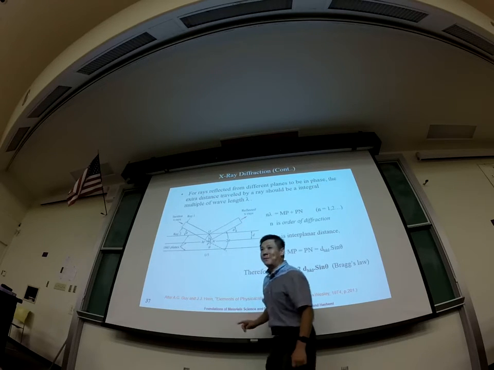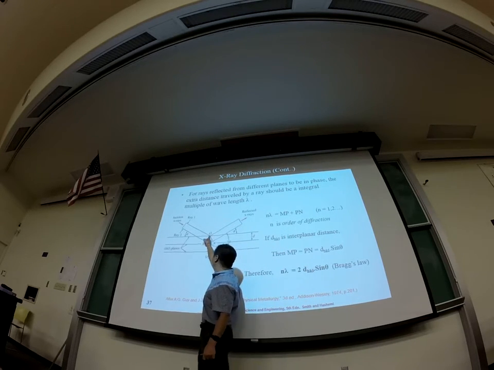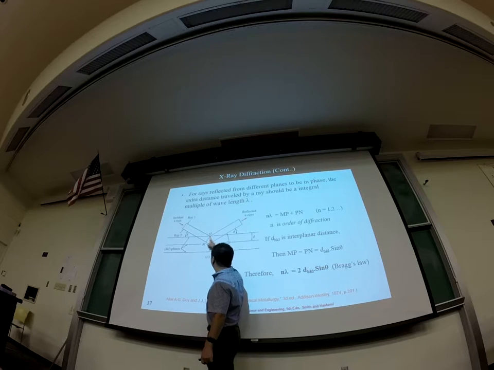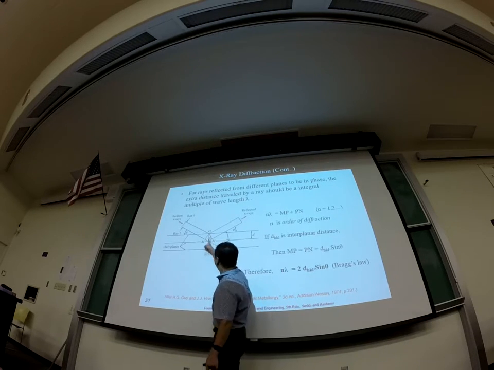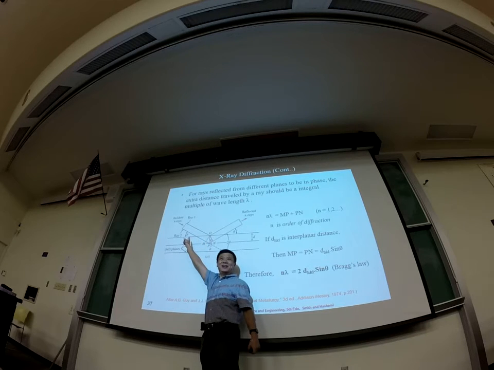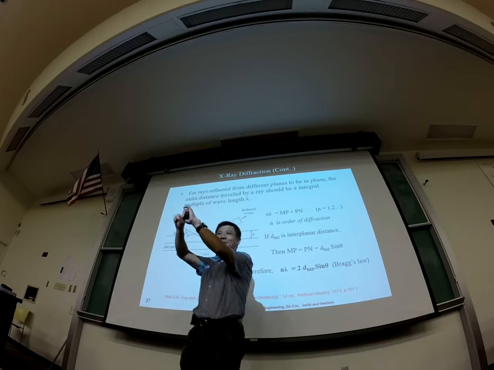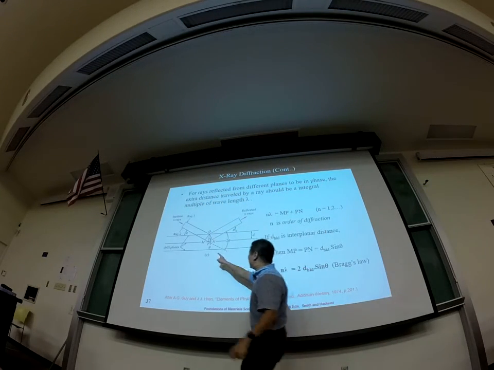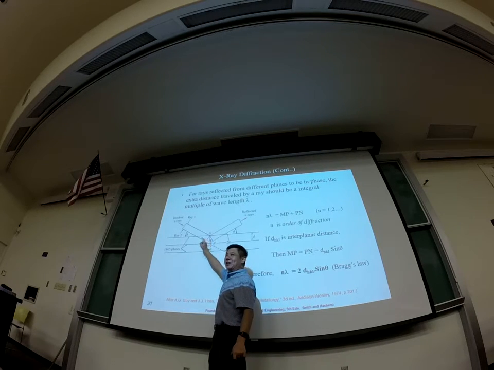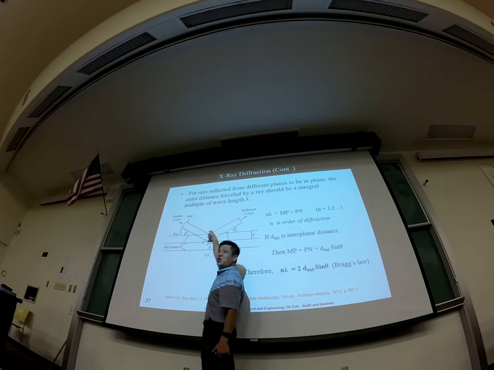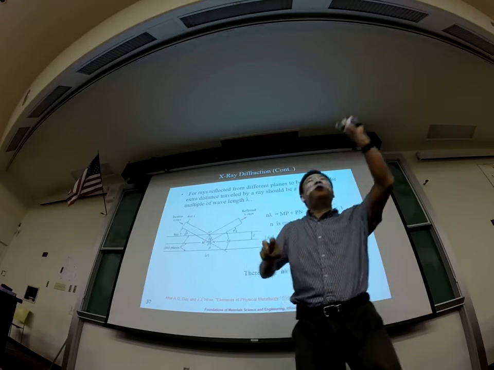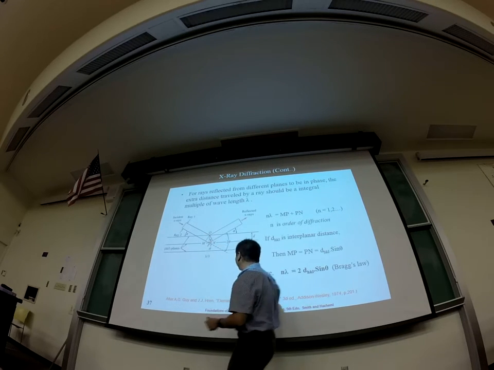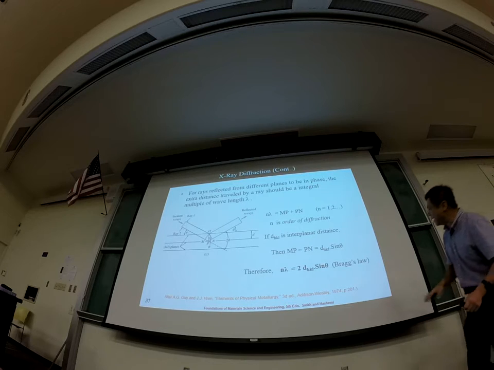Why? Think about that. This line is perpendicular to this line, and this one is perpendicular to that, right? So when the two lines of the triangle are perpendicular to each other, their angles are equal. Therefore, this angle equals theta, and this distance equals dHKL times sine theta. The difference will be twice that, because this one and this one are equal to each other. So therefore, the distance we get is this, right?